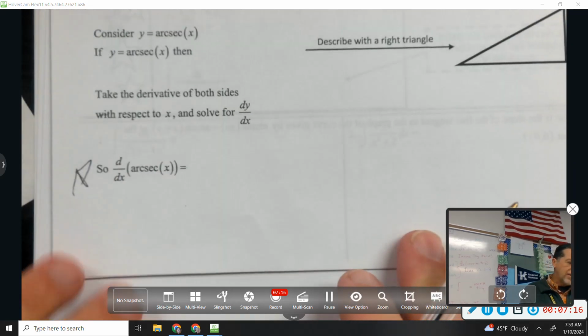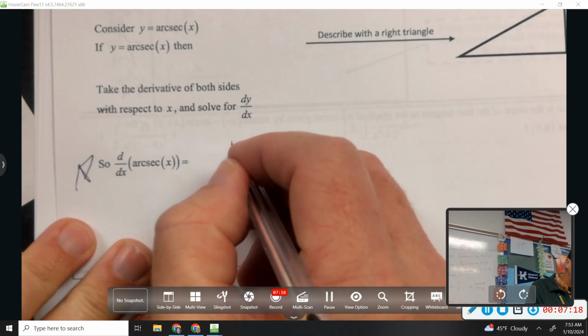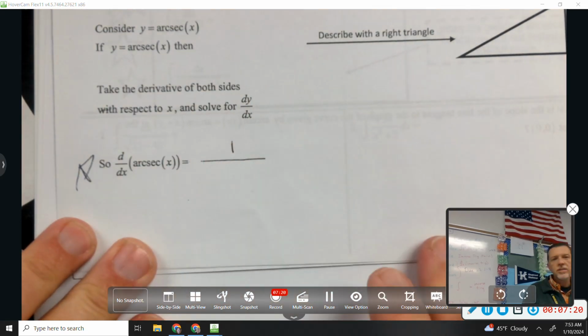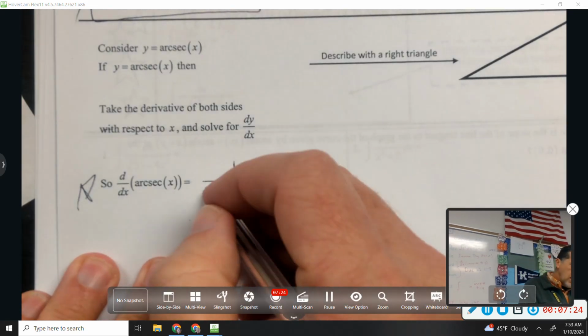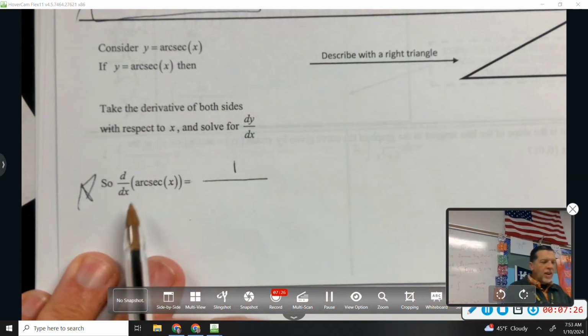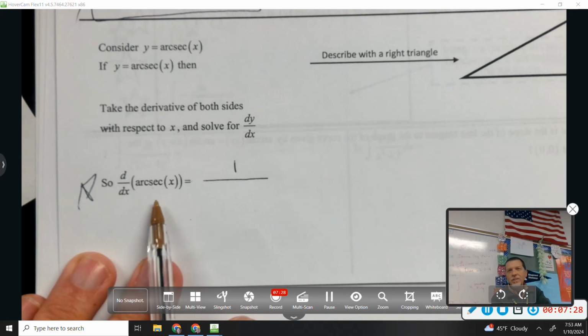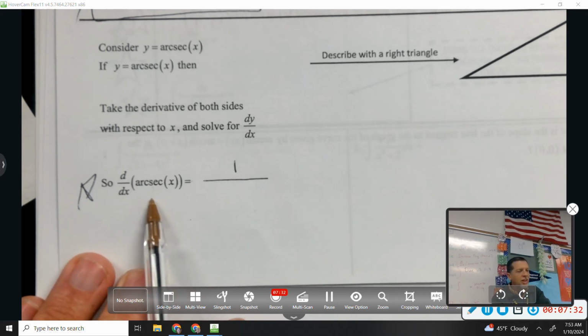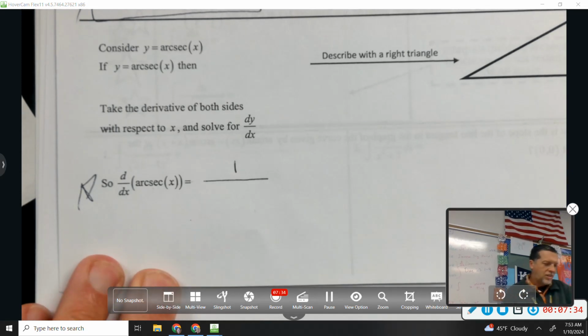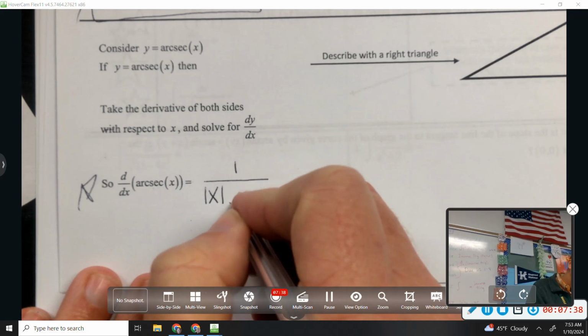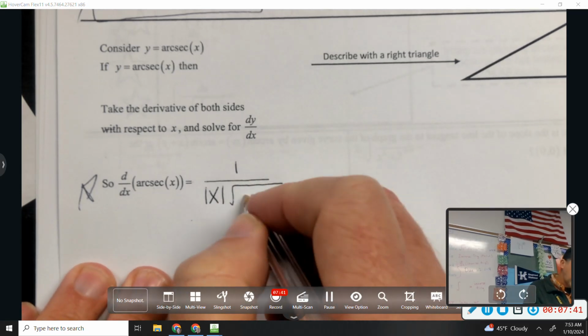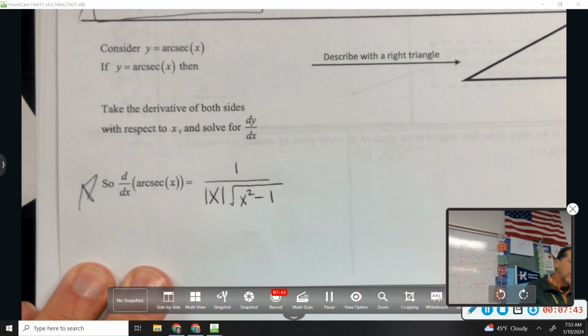And then lastly, the derivative of arcsecant is 1 over. So they have some things in common. They're all 1 over. Secant, you would think, is the worst out of the 3 major trig functions, or tangent, sine, and secant. You would think secant is the worst, and you would be right. Absolute value of x, x squared minus 1.